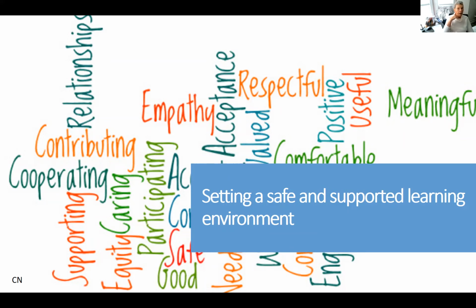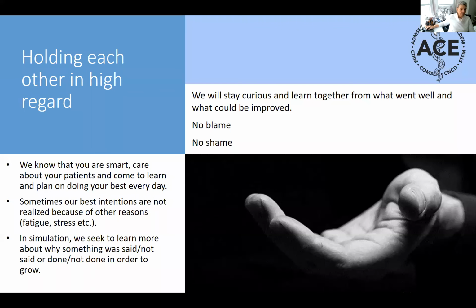Then there are things that we have to put into place to help make that happen. It really requires that we, as the faculty, remain curious about why a learner didn't do something we might have expected them to do or had hoped that they would do. And staying in that place of curiosity is really key, I think, to being a good educator in general, but certainly in simulation. You can go to the next slide.